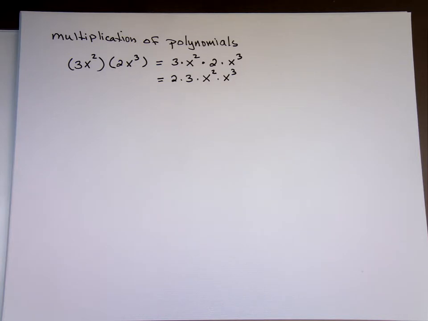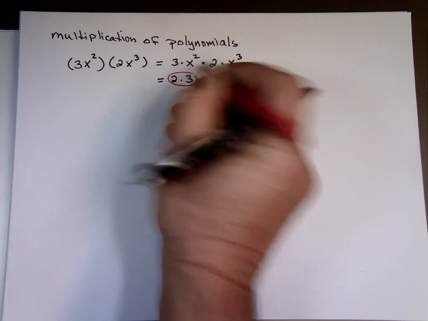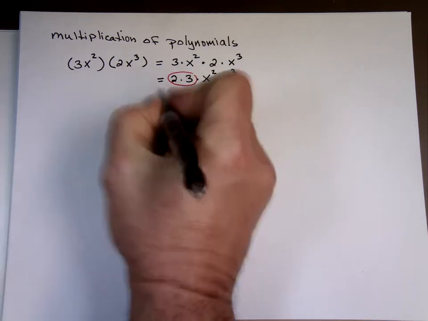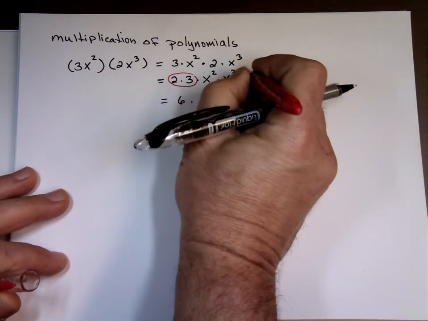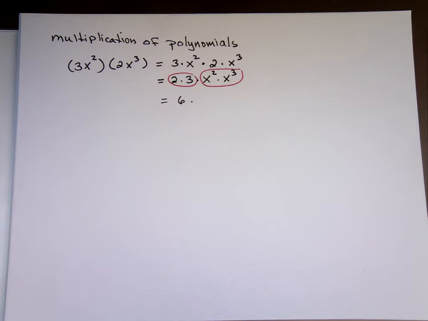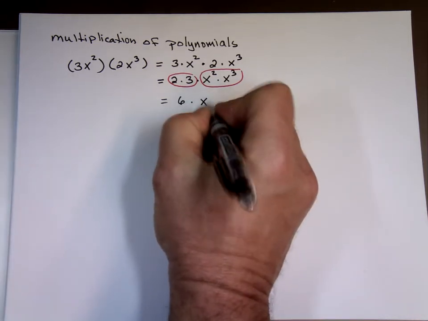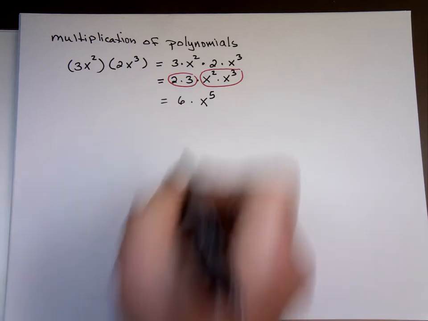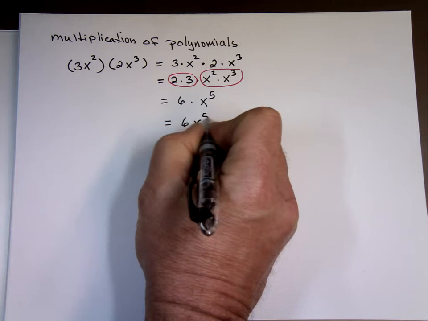So I decided to move them around. If I move them around, there's nothing wrong with that. Now, if you multiply the 2 times the 3, what are you going to have? What's 2 times 3? 6. Very good. And if you multiply x to the second times x to the third, what do you do with the exponents when you multiply? Add them. X to the fifth. So your answer is going to be what? 6x to the fifth.